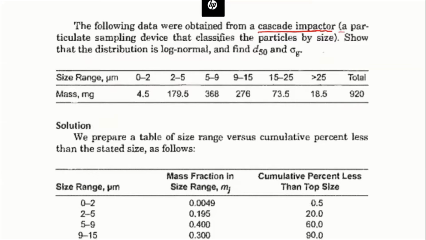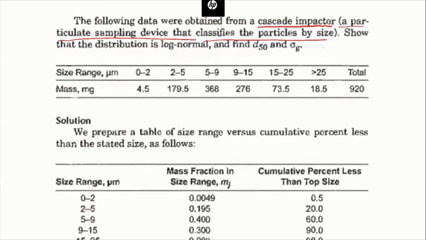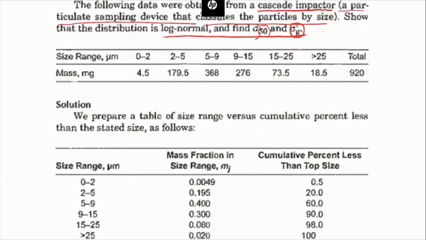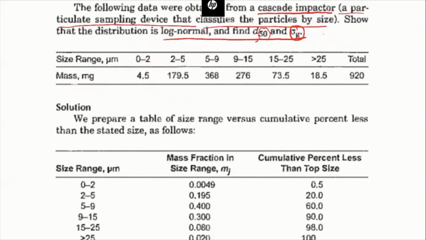Since we already introduced that, basically, a cascade impactor is a particle sampling device that classifies particles by size, right? It wants us to show that the size distribution, given the information below, is log normal, and it wants us to find the d_p d50, which is the particle size that has a cumulative fraction of 50%, and the sigma g, which is the geometric standard deviation. Okay, so this is the information it provides us.